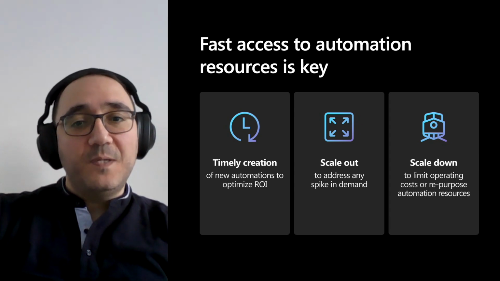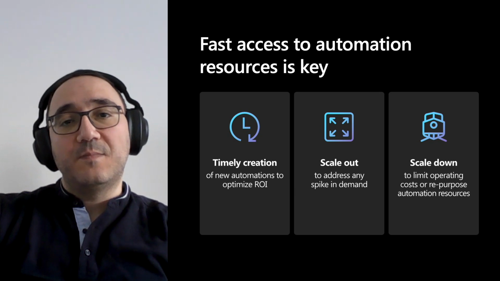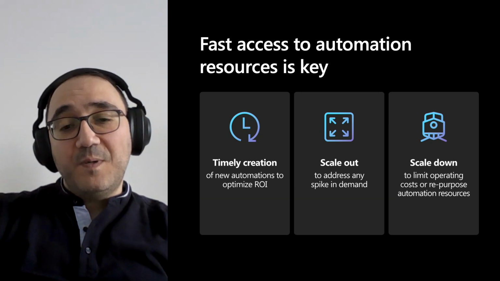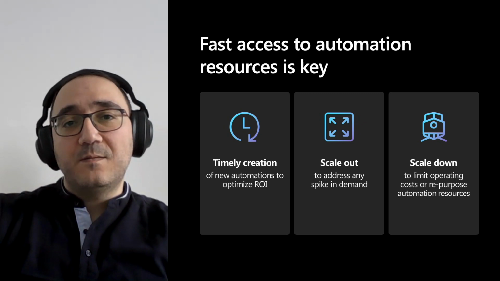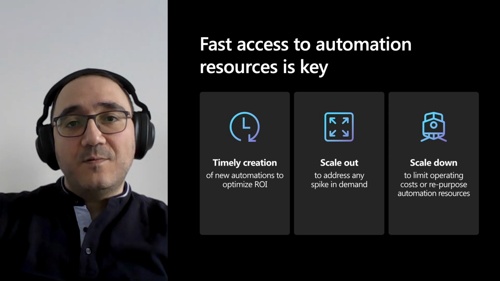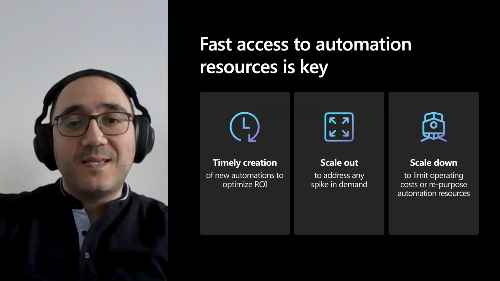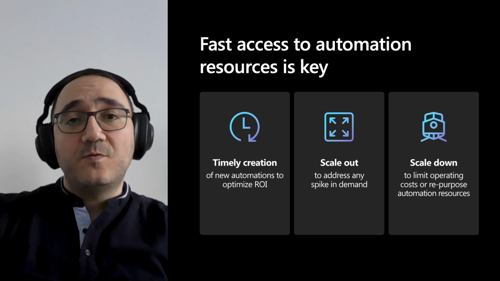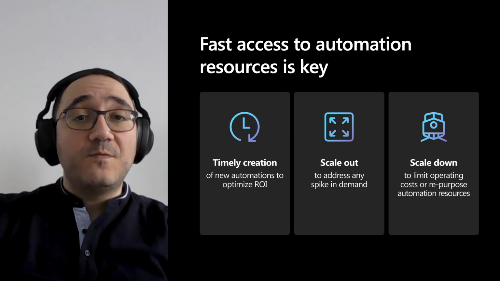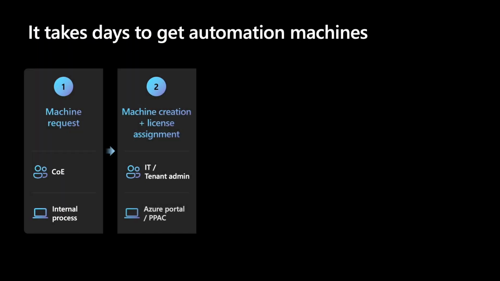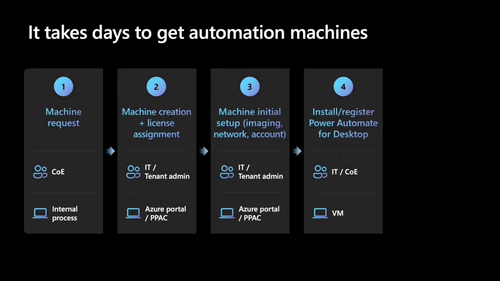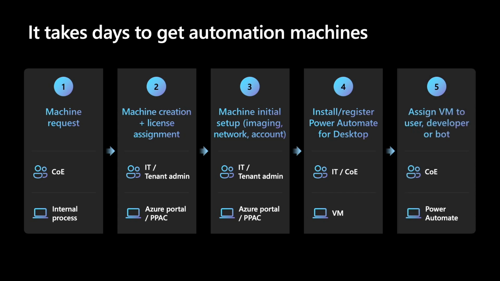It takes time and people to set up and manage RPA machines. And this can be problematic when organizations want, for instance, to create new automations, quickly scale out existing automations because of a spike in demand, or scale down to just limit COGS or repurpose some of the automation resources for different scenarios. Automation COEs who own the automation projects deployed within organizations, they often have to collaborate heavily with the IT teams to get and provision the RPA resources.